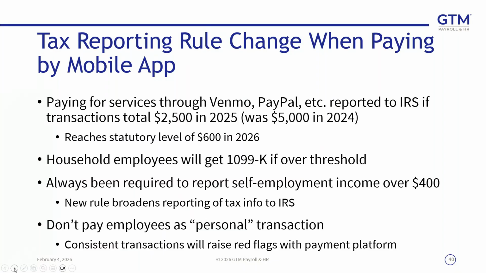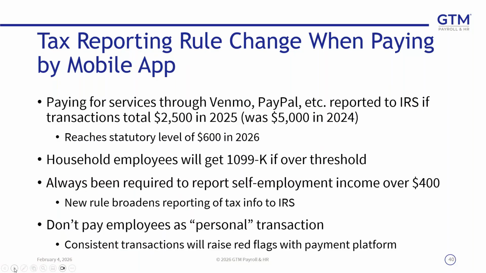So payments for goods and services like babysitting or childcare through third-party settlement organizations such as Venmo, PayPal, and Cash App were reported to the IRS if those transactions total $2,500 or more. The intent of this requirement is to target businesses that use these apps to circumvent banks and traditional income reporting. The IRS wants to make more transactions reportable so that it's harder for businesses to underreport their taxable income.